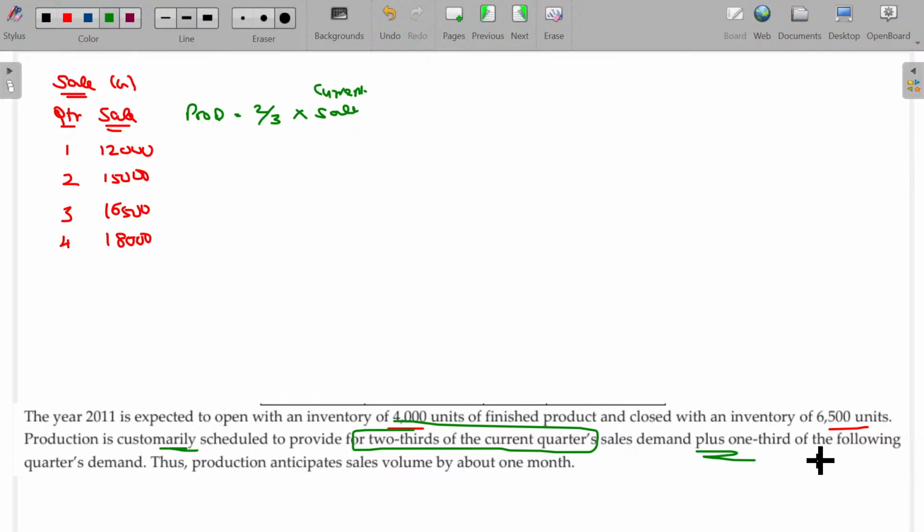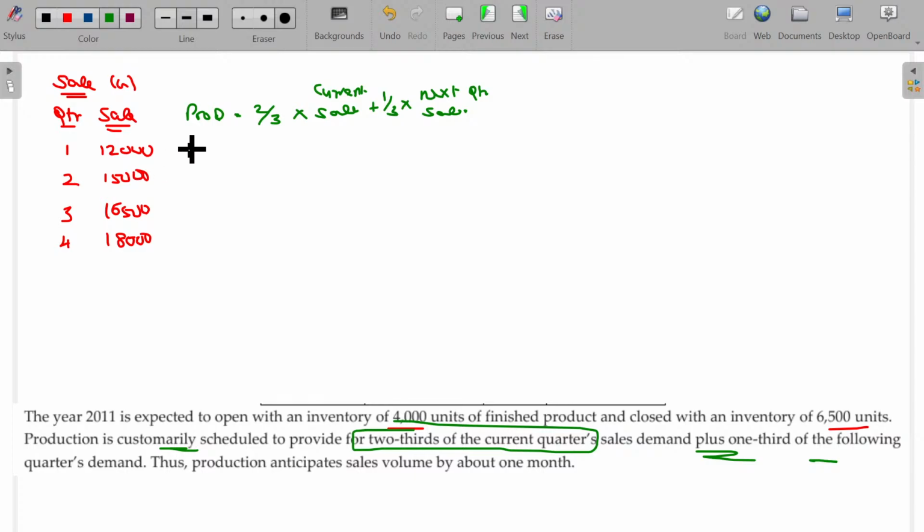And plus 1/3 of the following quarter. Current quarter sales, next quarter sales. Understand? Because they sell ahead for meeting the next year's next quarter's requirement. So the first quarter sales is 12,000, which means they may already have stock. How many units may they have to stock? 4,000 units. 1/3 of the next quarter's estimated sales may be kept in the year beginning itself.